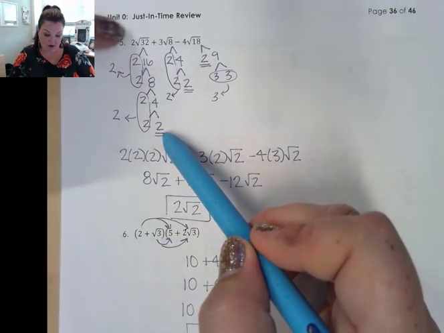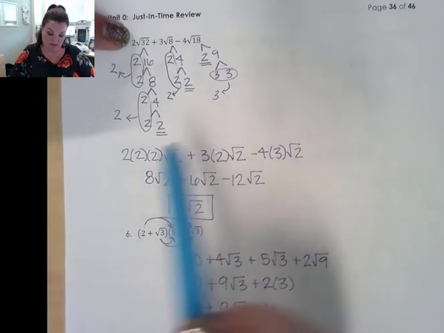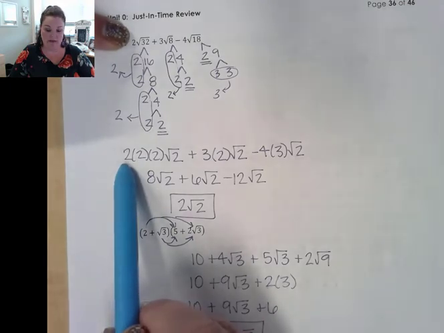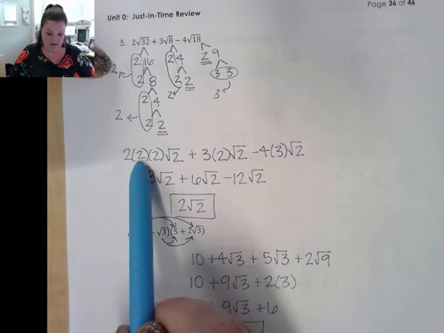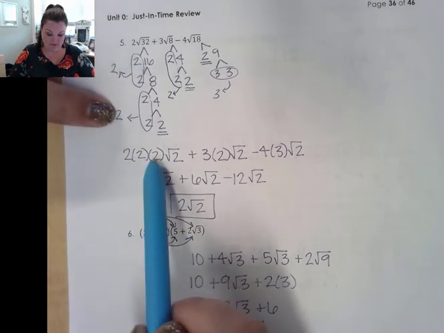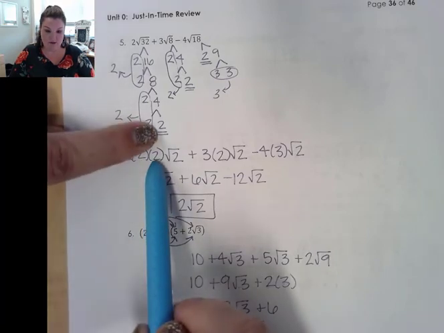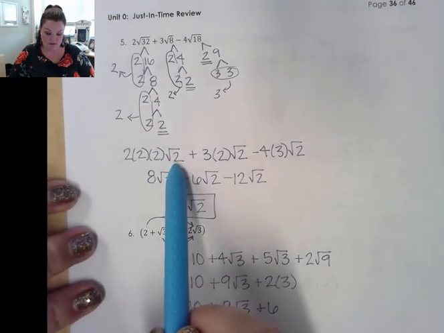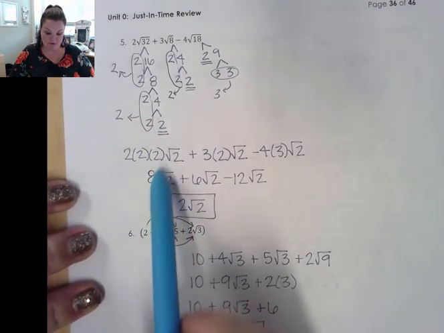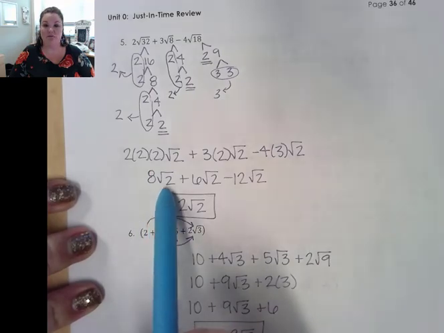So notice I already had a 2 in front of the radical, right? Then I brought out another, and then I brought out the first one, so there's that one. And then I brought out an additional one, so there's that one. And then underneath the radical, I'm left with that extra copy of 2. So when I multiply these together, this first term becomes 8 square root of 2.